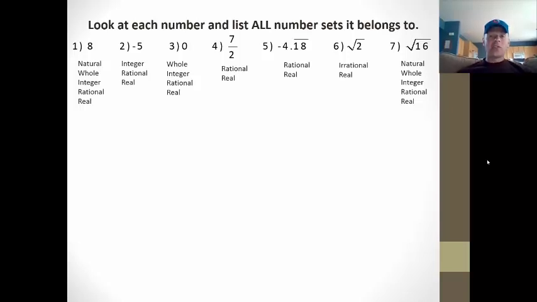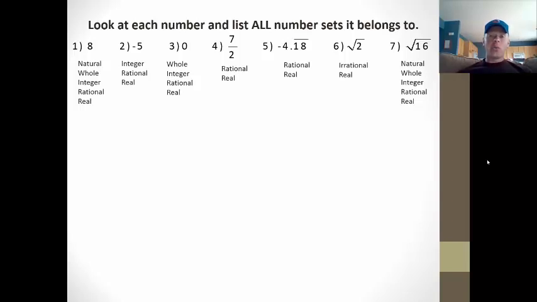7/2 is a fraction, so it's not going to be natural, whole, or integer. It's only going to be rational and real. -4.18 repeating, remember a repeating decimal can be written as a fraction, so that one is going to be rational and real. Now if you take the square root of 2 and you turn it into a decimal using your calculator, you're going to see a list of decimals that don't end and don't repeat, meaning it's irrational. But if it's irrational, it's also real. Our last one, the square root of 16, is a radical. It's a square root, but when you put that in your calculator, you get the number 4. Just like number 1, that's natural, whole, integer, rational, and real.